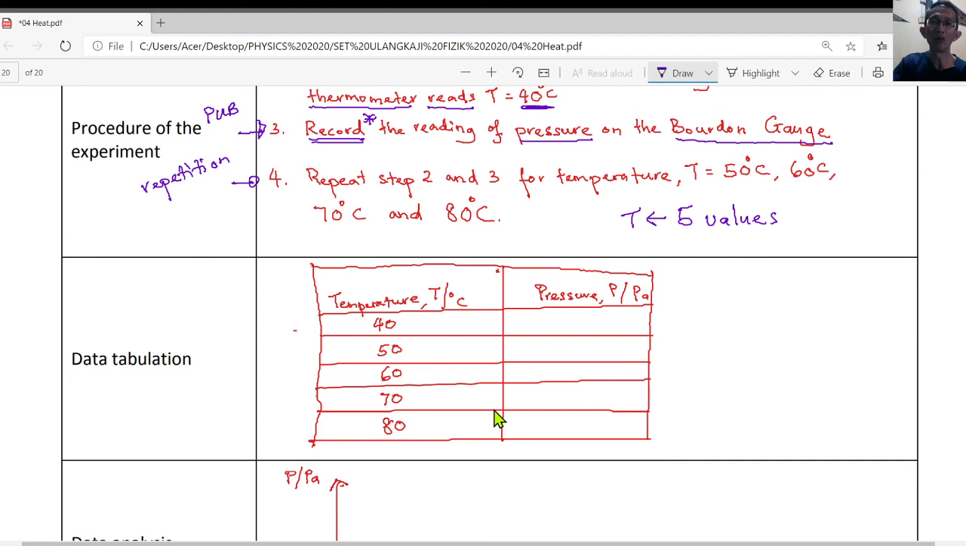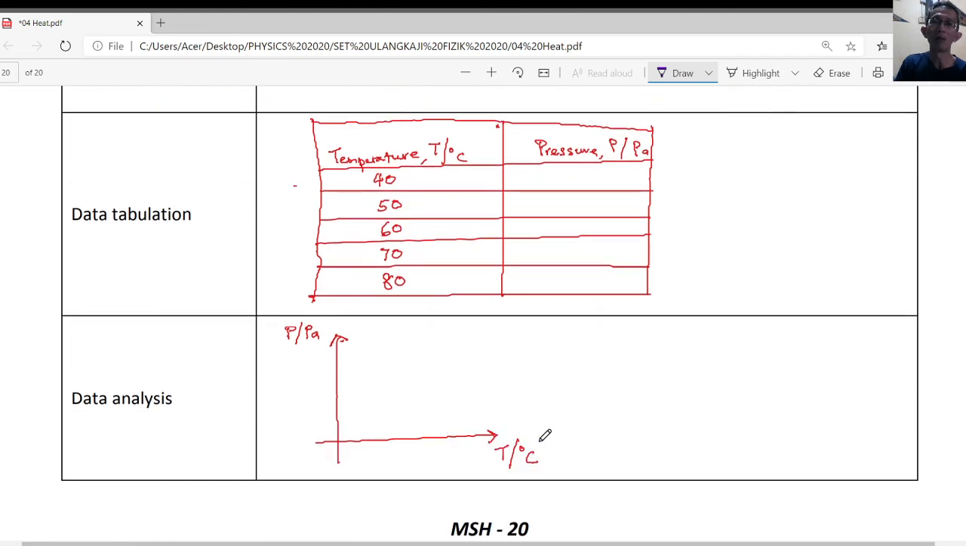And lastly, how do you analyze your experiment? The data analysis. I'm going to plot a graph of pressure against temperature. That's it. No need to draw how the graph will look. Just draw an empty x and y axis, whereby my variables are stated on my axes. In this case, my variables are pressure and temperature, so you must write pressure and temperature on the axes.